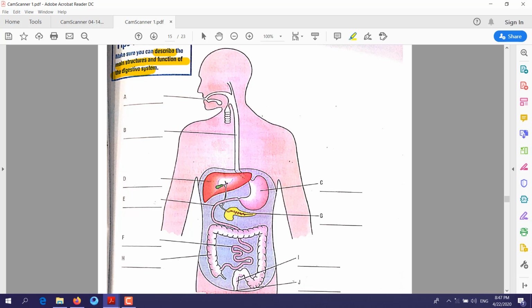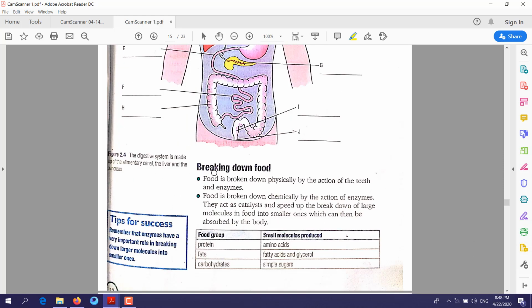When you chew the food, you are breaking down the food. But how is the breaking down here? It's mechanical, because digesting food, or breaking down food, goes through two ways. The first one, food is broken down physically, or you can say mechanically. It's the same thing. Here, food is broken down physically by what? By the action of teeth.